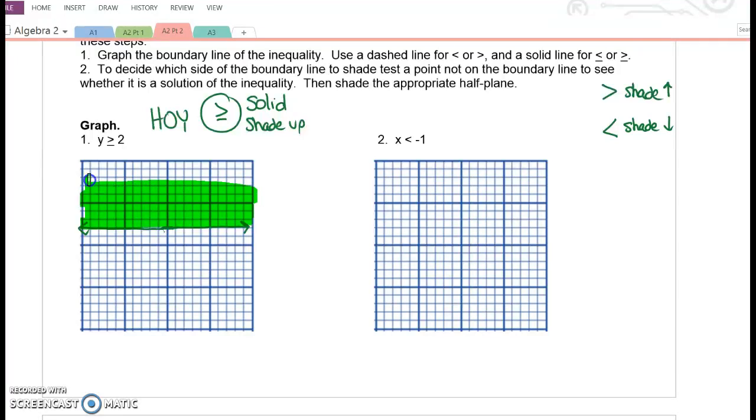And this should kind of make sense. y is greater than or equal to 2. So we need to shade on this coordinate plane all of the y values that are larger than or equal to 2.